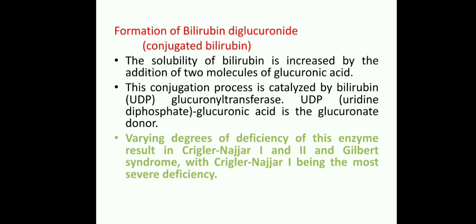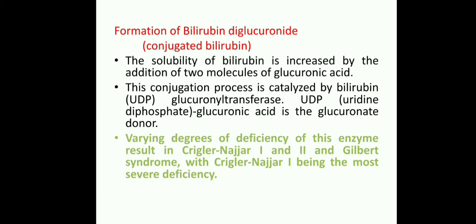The solubility of bilirubin is increased by the addition of two molecules of glucuronic acid. This conjugation process is catalyzed by bilirubin UDP-glucuronyl transferase. Here UDP, that is uridine diphosphate glucuronic acid, is the glucuronate donor.